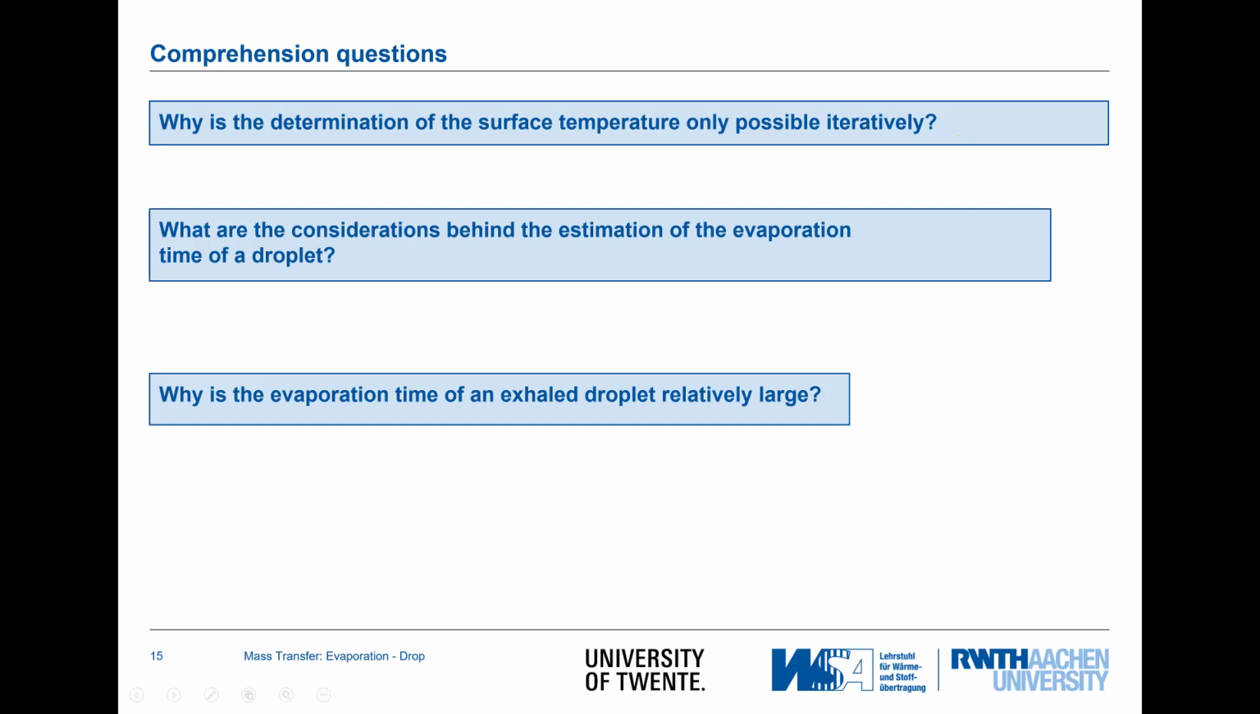The first question that you should be able to answer yourself is, why is the determination of the surface temperature only possible iteratively? The next thing is, which considerations are behind the estimation of the evaporation time? And the last one is, why is the evaporation time of an exhaled droplet relatively large?